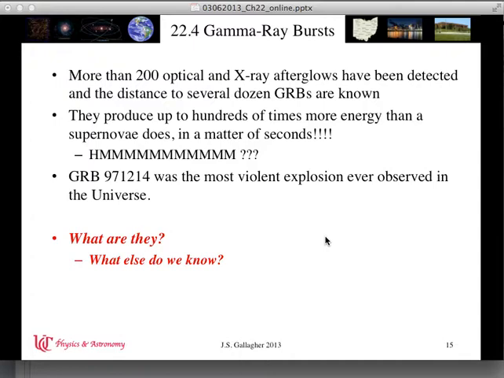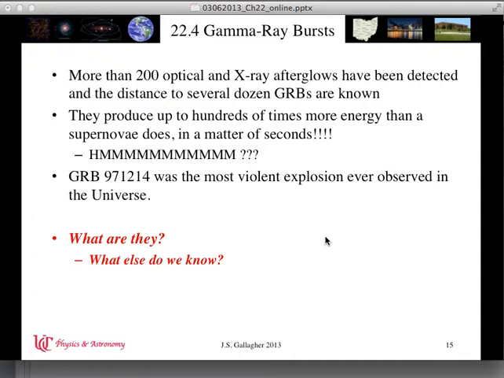Now remember, the inverse square law says the intensity of light falls off as 1 over r squared. So when you double the distance to a source, you're going to decrease the intensity of that light source by a factor of 2 squared, or 4. So the intensity of light falls off pretty quickly. So these things are incredibly far away, and yet we're still able to see them as bright sources.